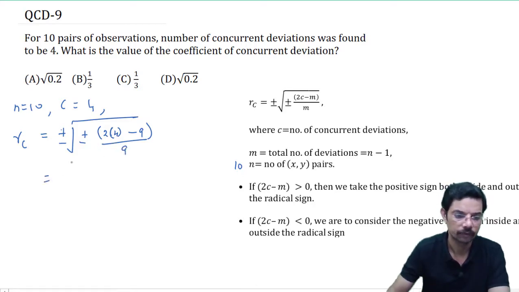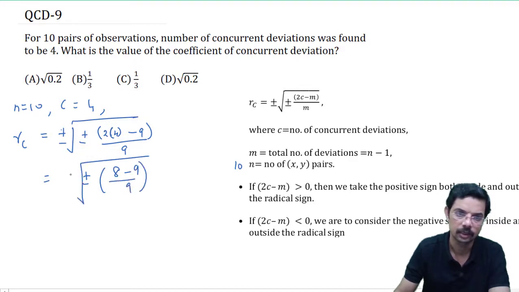Okay, so this can be further calculated. 2 fours are 8, so it is plus minus root of 8 minus 9 divided by 9, and then again plus minus. So this part will be negative, so we take negative both inside as well as outside. So 8 minus 9 is 1, so it is 1 by 9. Okay, so minus minus will become plus. So it is minus root of 1 by 9, so it is equal to minus 1 by 3.